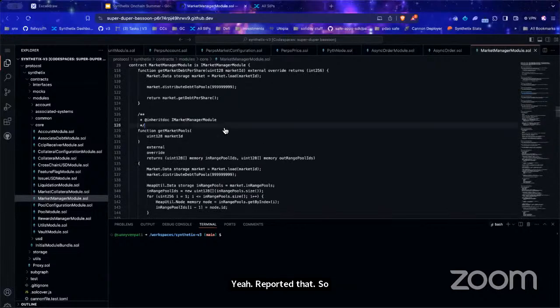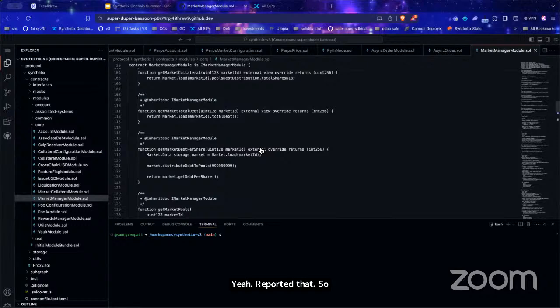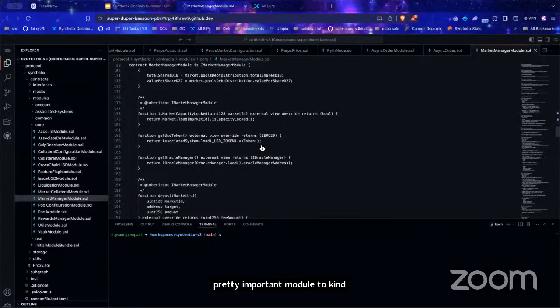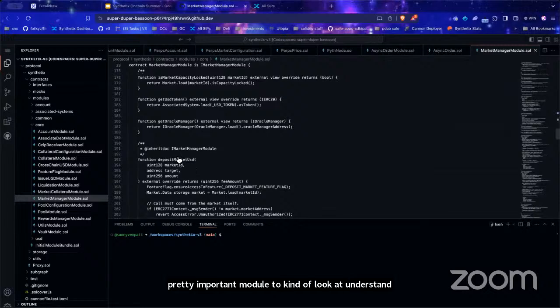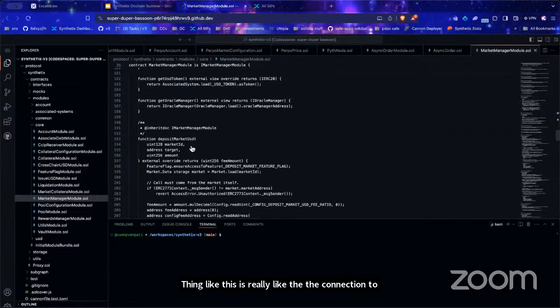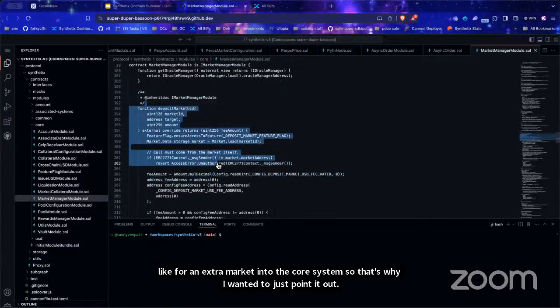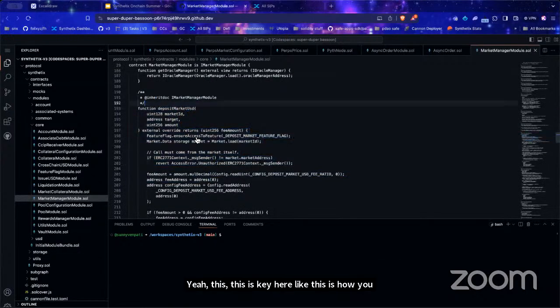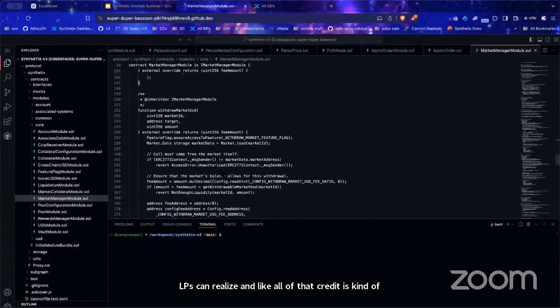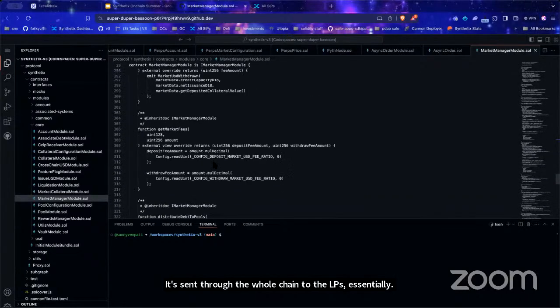I would say this is a pretty important module to look at to understand all the different things. This is really the connection for an external market into the core system, so that's why I wanted to point it out. Yeah, this is key. This is how you deposit any credit that the market has gained, that the LPs can realize, and all of that credit is sent through the whole chain to the LPs essentially. And then withdrawing is kind of the opposite of that.